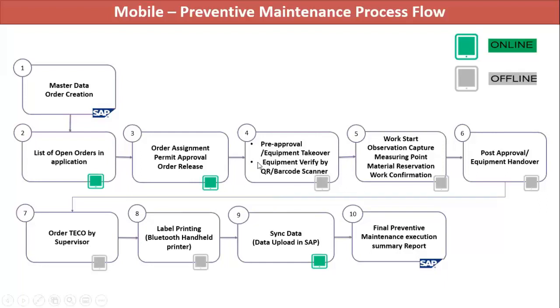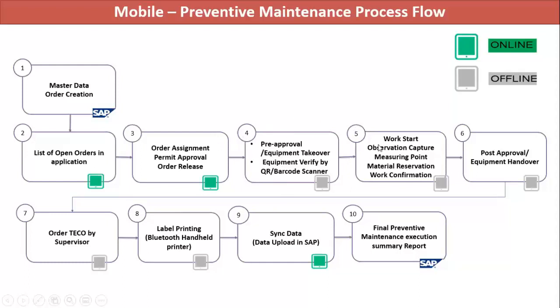So that pre-approval activity can be captured. Then many times multiple equipments are available, so we are ensuring they are doing the maintenance of the correct equipment. If you are using the barcode or QR code available at the equipment, they can verify it and only then will the system allow them to start. But as I mentioned, all of this is configurable. Whatever you require as per your business, we can add or remove as per the process flow.